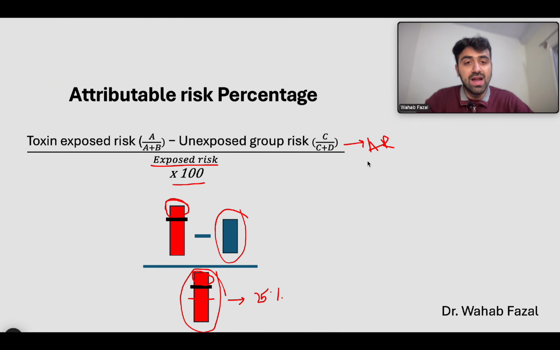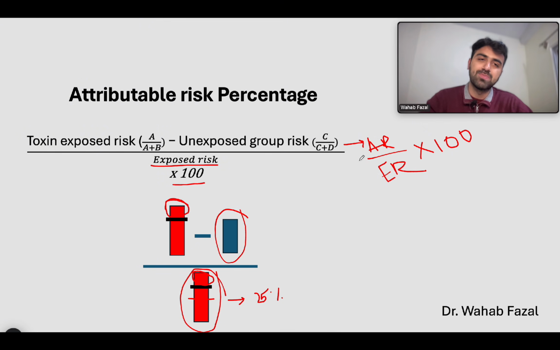Remember the equation: attributable risk over the risk in the exposed group, and you just multiply this by 100, and you get what you call attributable risk percentage. I'm not going to spend a lot of time on it because I don't think it's the highest yield thing, but you definitely should know this because it is sometimes asked in your exams.